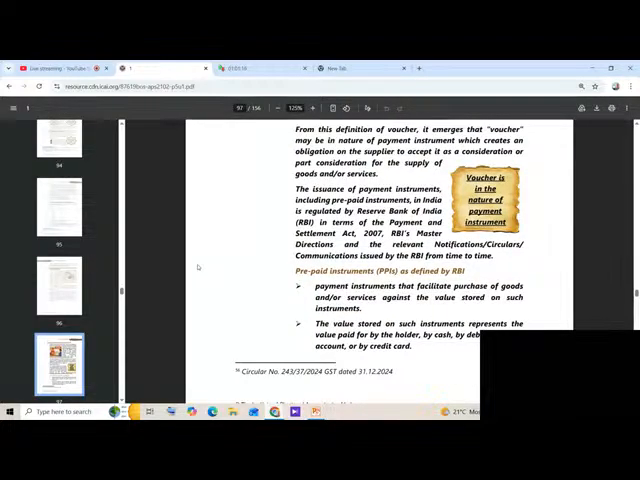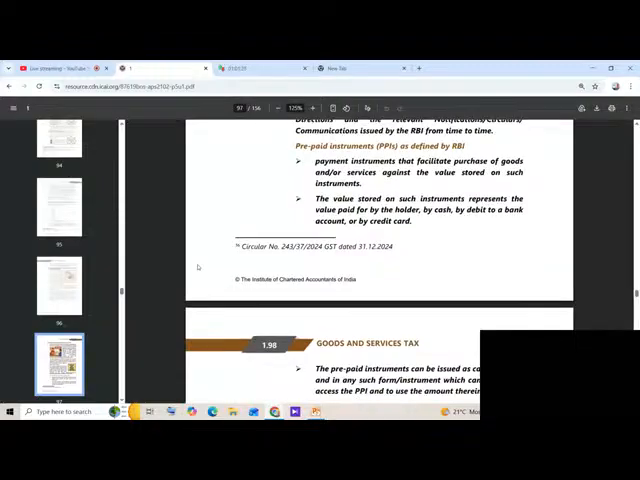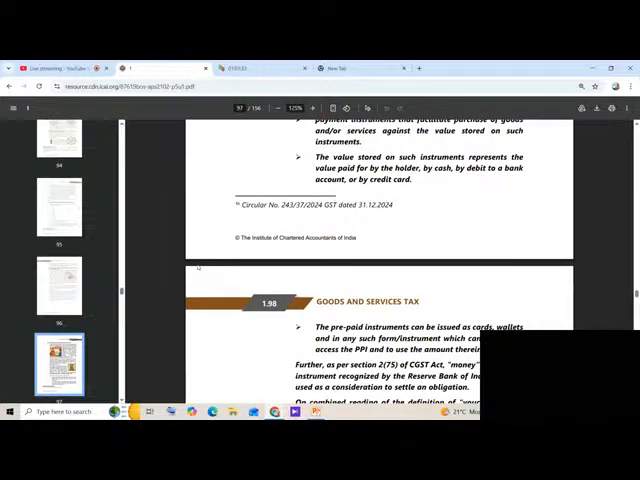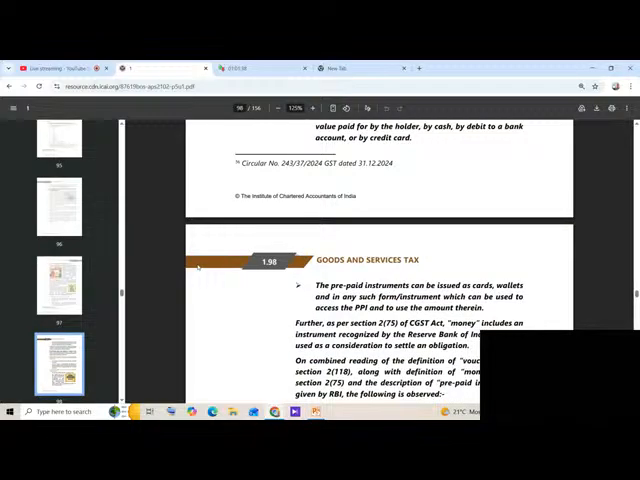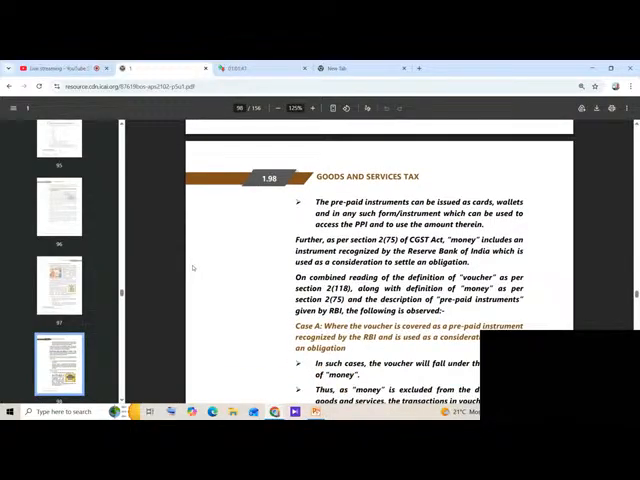Prepaid instruments as defined by RBI: payment instruments that facilitate purchase of goods or services against the value stored on such instrument. The value stored on such instruments represents the value paid for by the holder by cash, by debit to a bank account, or by credit card. The prepaid instruments can be issued as cards, wallets, and in such form or instruments which can be used to access the PPI and to use the amount therein. Further, as per Section 2(75) of the CGST Act, money includes an instrument recognized by the Reserve Bank of India, which is used as a consideration to settle an obligation.